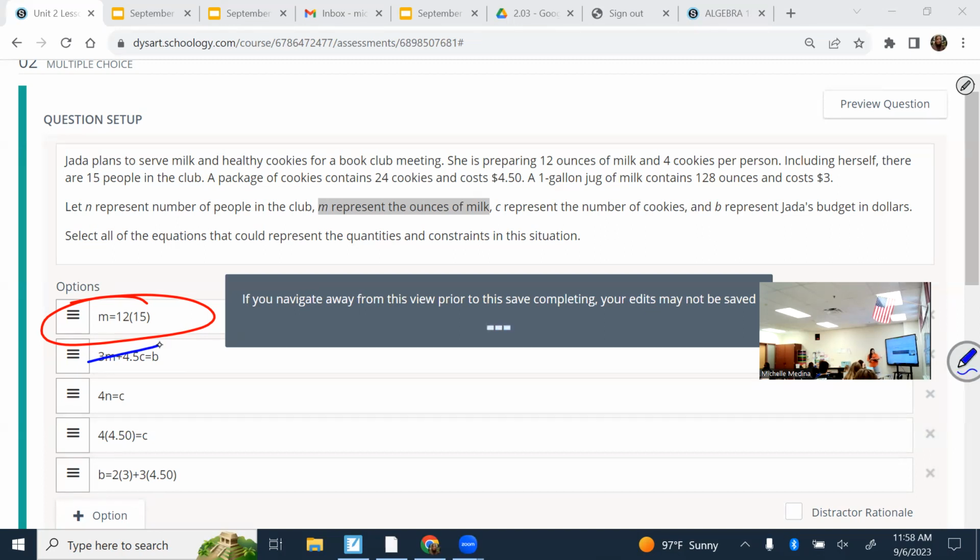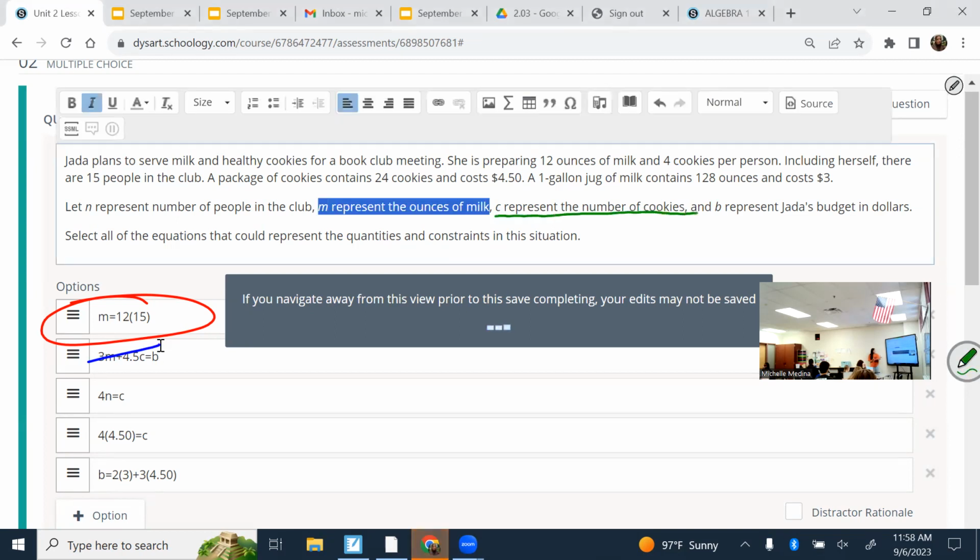So C is the number of cookies. And N is the number of people in the club. So should she do that? Multiply 4 times the number of people in the club to get the amount of cookies she needs. How many cookies does she want each person to have? 4, it says so up here. So yeah, that works. If you put 4 times 15, that would also work.